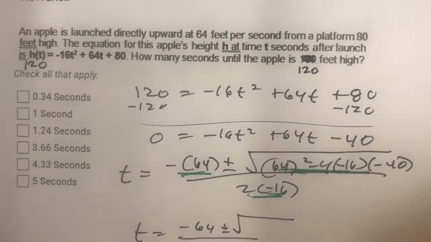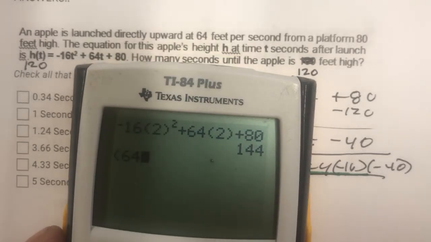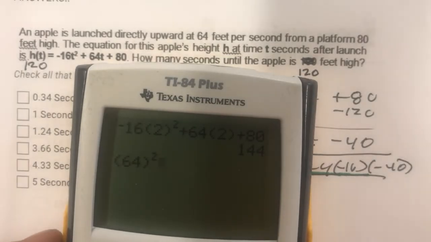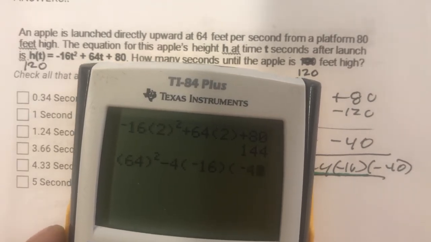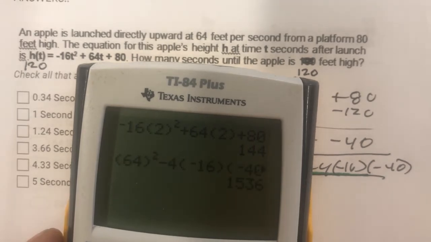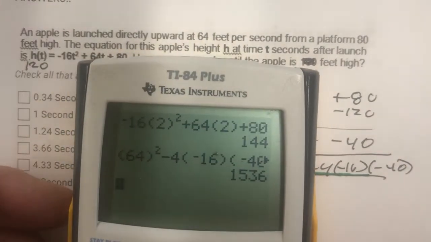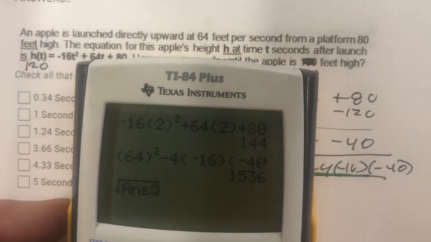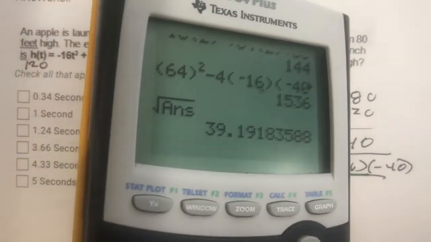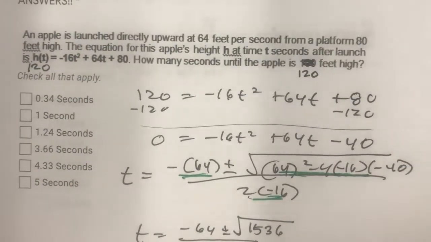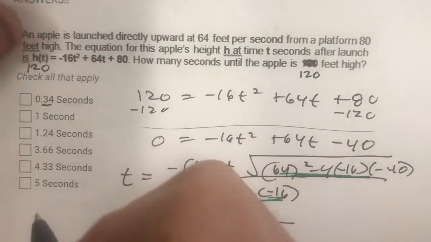And my radical, all right, so I'm going to punch these numbers in another radical. So I've got 64 squared minus 4 times negative 16 times negative 40. I got 1536. Okay, now I'm going to do the square root of that answer. And I get, all right, now this time's a decimal. Okay, so it looks like 39.19 or 39.2. Well, it's got 2 digits, so I'll do 39.19.